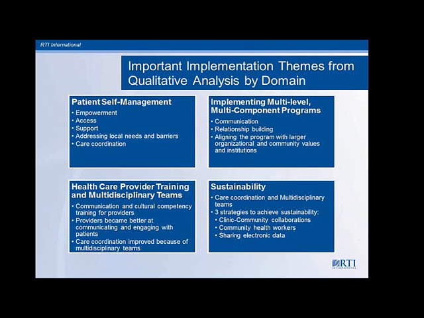And sharing electronic data, Martha talked about that in the Camden site, but sharing electronic data also happened within organizations as well. And so that sharing of information became a really important theme in terms of how these programs could be sustained over time. So these processes and collaborations became embedded in many of the sites. Next slide.